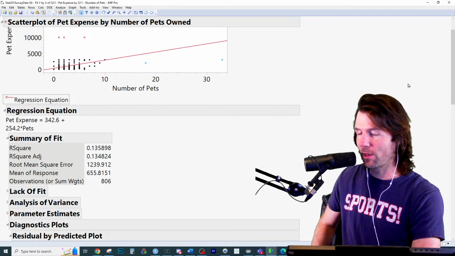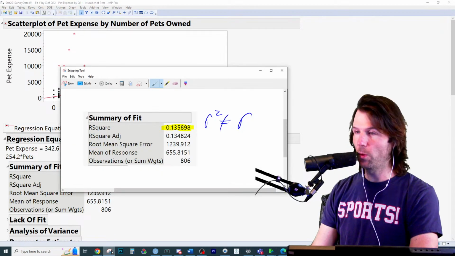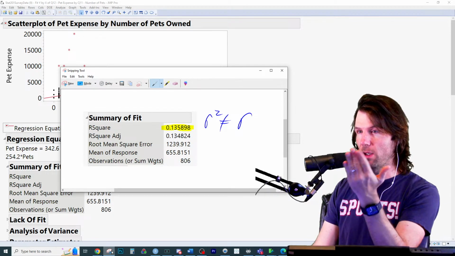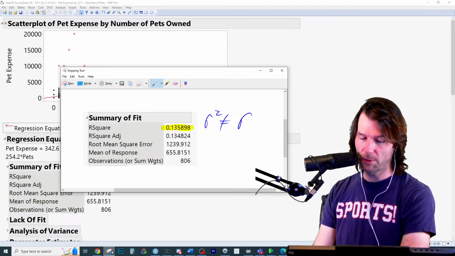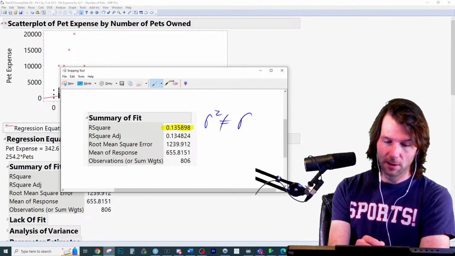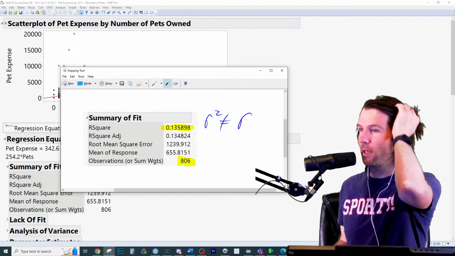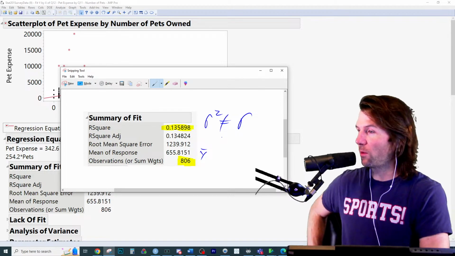I think I did it just a second ago. But think about what it means. And this output is the output you want right here. Don't need to highlight it. There were 806 observations. The mean of pet expense was 655. Root mean square error is the typical miss the model makes. We don't interpret that. The only things you would need to know are probably those two. Mean of y is y bar, which is not bad to know either. The average of the y.